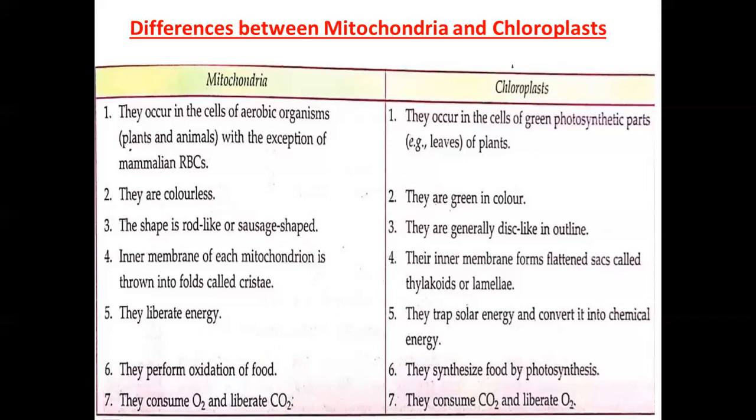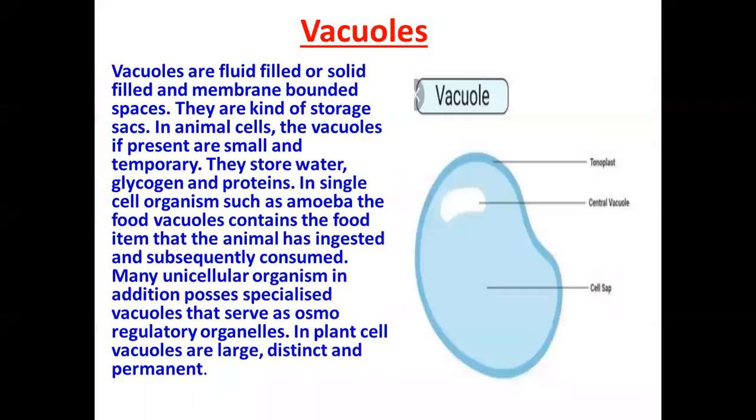Lamellae is a separate part and thylakoid is a separate part, so don't get confused, okay? Next is vacuoles. Now what is the role of a vacuole, children? Vacuoles are fluid-filled or solid-filled, membrane-bounded spaces. They are a kind of storage sac.